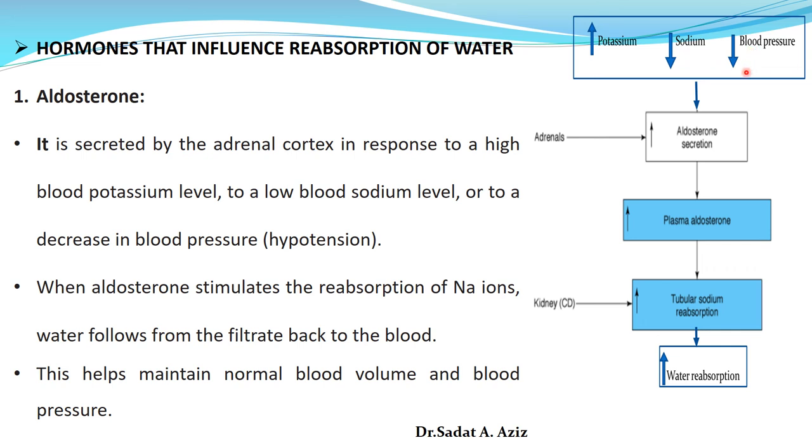So when you have less sodium, it means what? Reduction in blood pressure. Also, a high level of potassium can also lead to a reduction in blood pressure. So an increase in the level of potassium, a reduction in the level of sodium and blood pressure lead to what? Lead to the release of aldosterone from the adrenal cortex, from the adrenal gland.